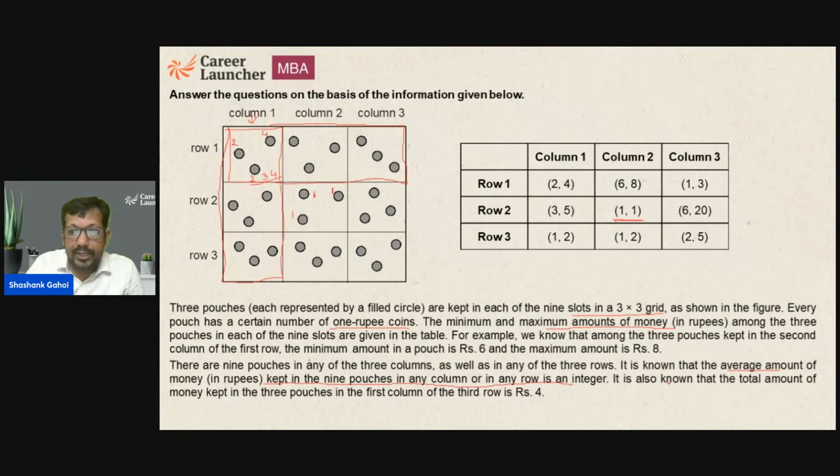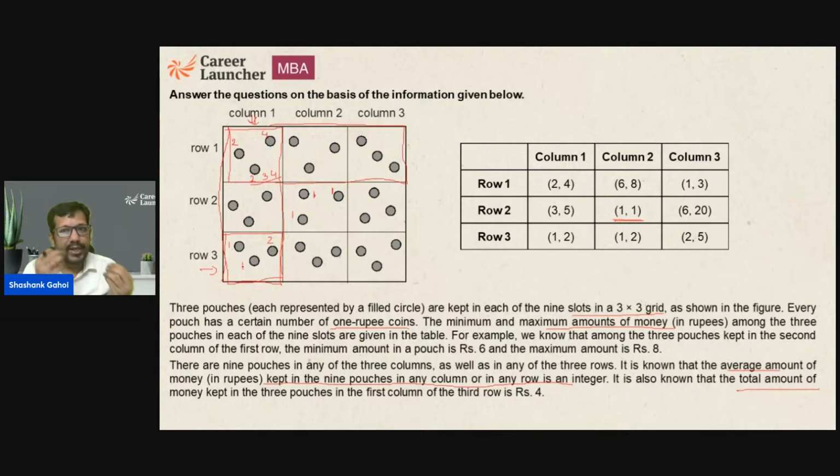Now it says that the total amount of money kept in the 3 pouches in the first column, third row is given to us as 4. This is 1, this is 2: the smallest value is 1, the largest value is 2, the sum is 4, so the third value should be 1. This is what the set is telling us. I hope everyone is clear on this. Yes, no? The information given to us is that there are 9 boxes.